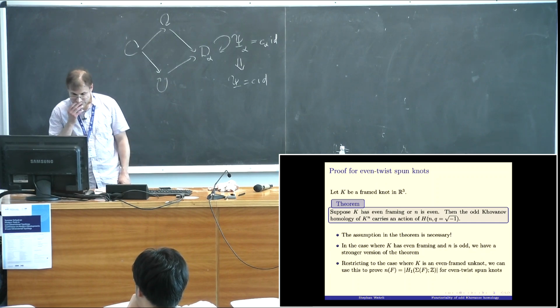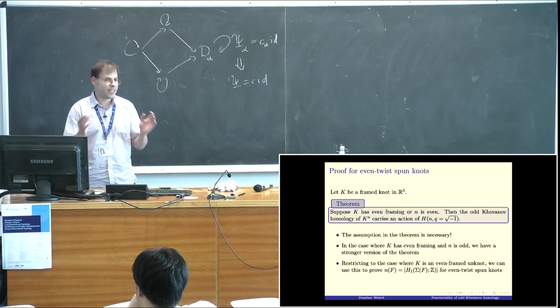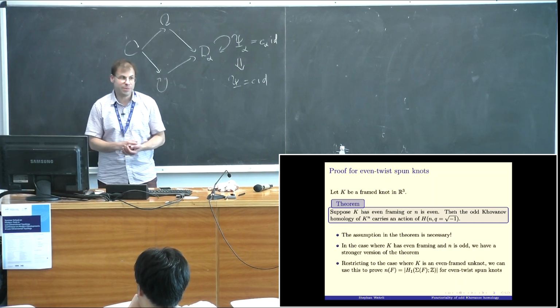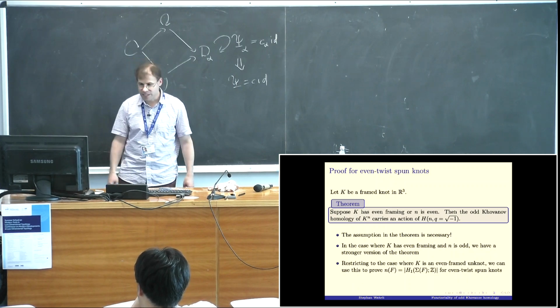And in some cases, we can give a stronger version. We don't just have a Hecke algebra action, but an action of some Temperley-Lieb algebra where the circle evaluates to 0. So that's some quotient of this Hecke algebra.